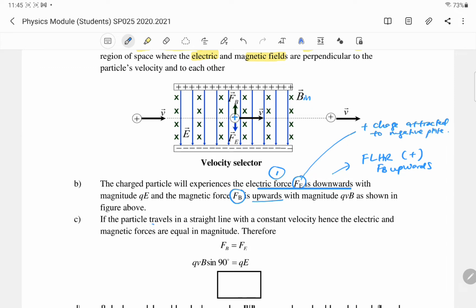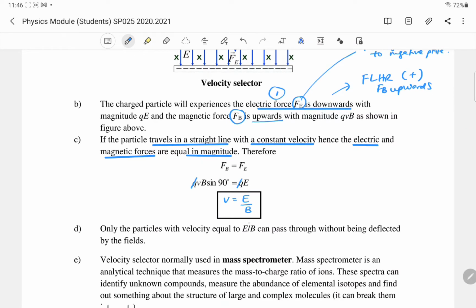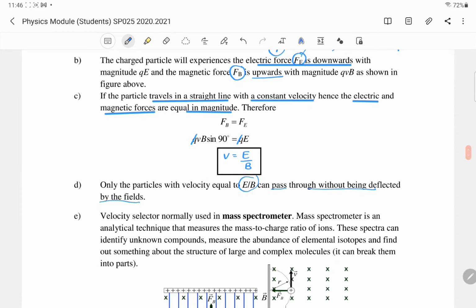Okay, if the particle travels in a straight line with constant velocity, hence the electric and magnetic force are equal in magnitudes. Okay, constant velocity in straight line. So FB is equal to FE. So we can have here, Q we cancel off. Then we have V is equal to E over B, where E is the electric field and B is the magnetic field. Okay, only the particles with velocity equal to E over B can pass through without being deflected by the fields. The velocity selector is normally used in a mass spectrometer.